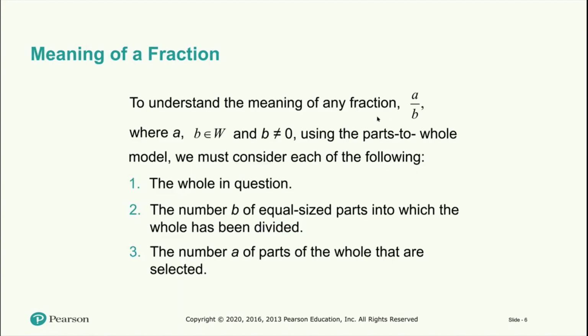To understand the meaning of any fraction a over b, where a and b are whole numbers and b is not 0, this is of course if we're only limiting ourselves to non-negative fractions, we need to understand the whole in question, the number b of equal sized parts into which we have divided that whole, and the number a of the parts of the whole that are selected once that partition has been made.